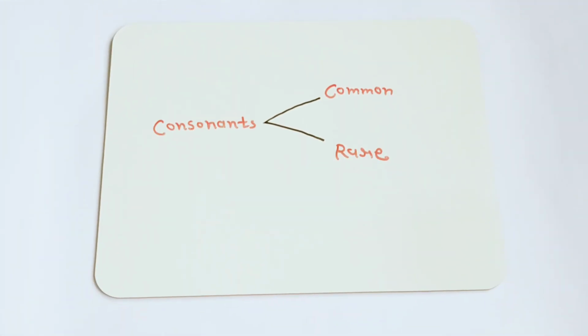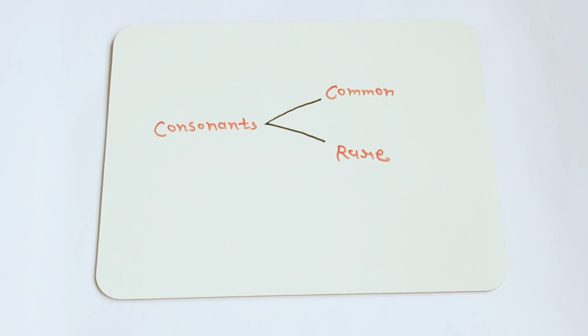As you know, we divided the consonants in two parts, common and rare. We learned the common consonants in the previous video. Now, which consonants are used very rarely?